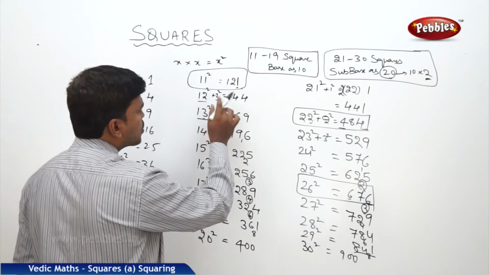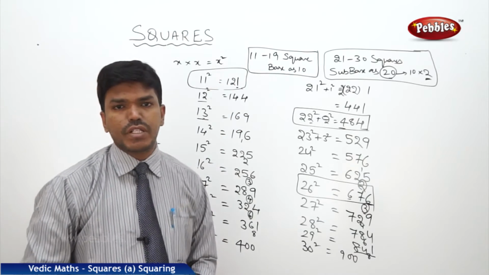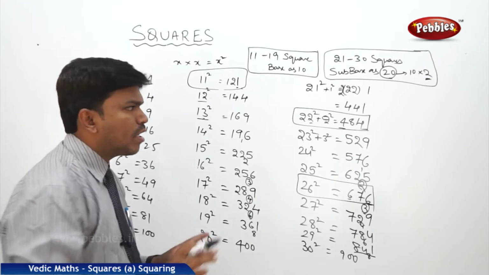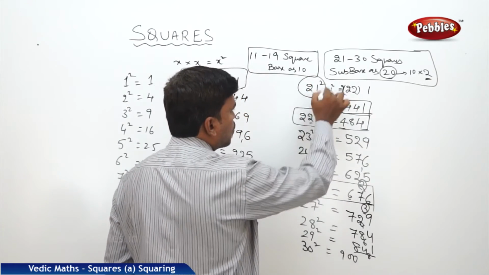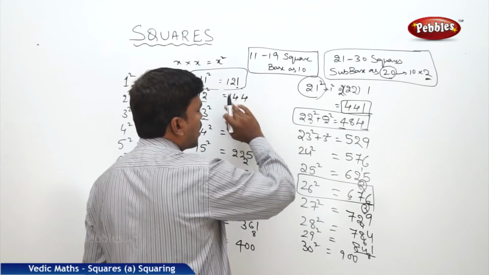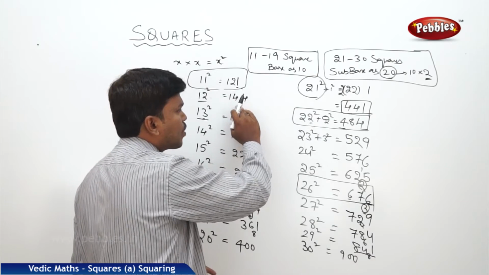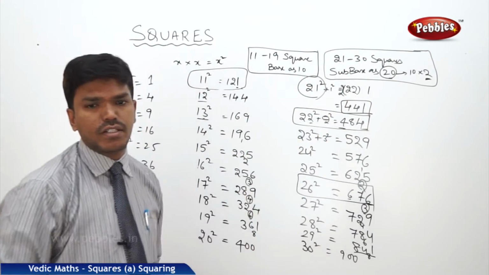And one more logic. If you know 12 square, you can easily remember 21 square. 12 square is 144. Yes or no? And 21 square is simply the reverse of that one. 21 is the reverse of 12, and the answer is also the reverse of 12 square. What is 12 square? 144. Then what is 21 square? 441. Reverse of that one.